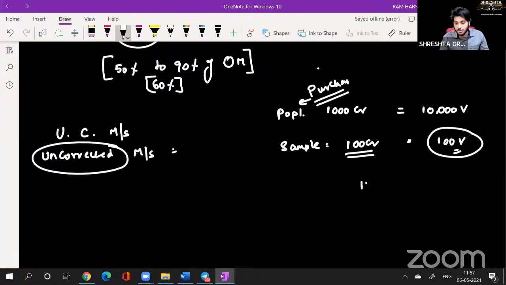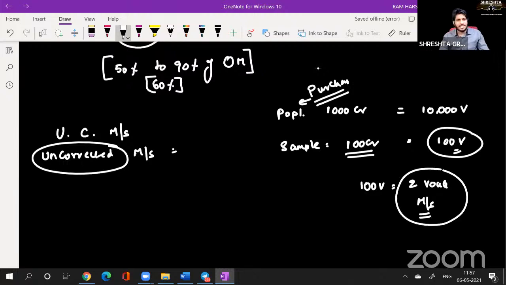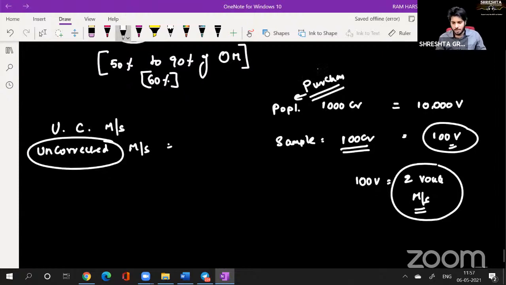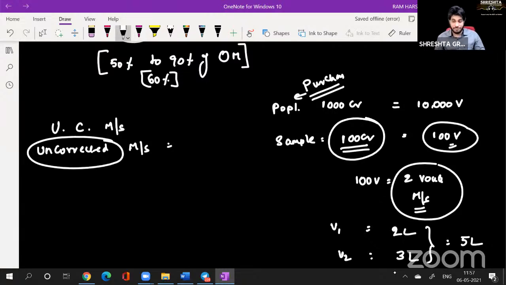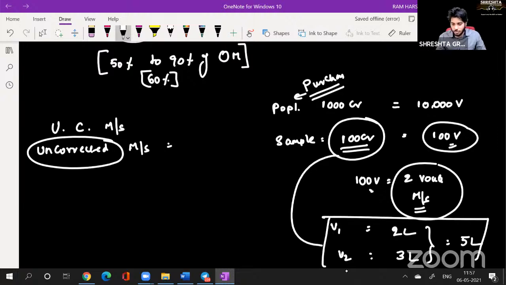Once I verified the 100 vouchers, what I found is that 2 vouchers have mistakes. Voucher number 1, the mistake value is 2 lakhs. Voucher number 2, the mistake value is 3 lakhs. That's it. Out of 100 vouchers, I found 2 mistakes whose value is 5 lakhs. So in 100 crore worth of sample, which consists of 100 vouchers, I discovered a mistake amount of 5 lakhs.